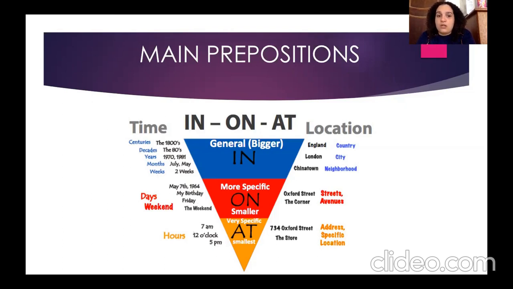When do I use on? When I talk about complete dates, which means they have month and day. So when it's your birthday, it's on February 24th, or May 7th, 1964. You don't necessarily need to add the year. If you have month and day, it's already on. My birthday. When we talk about days of the week, on Monday, on Tuesday, on Wednesday, on Friday, okay, on the weekend.